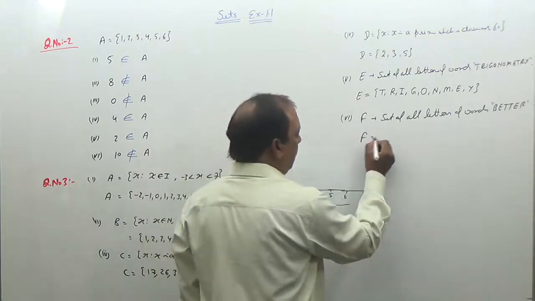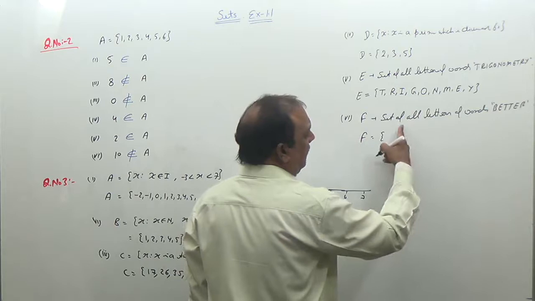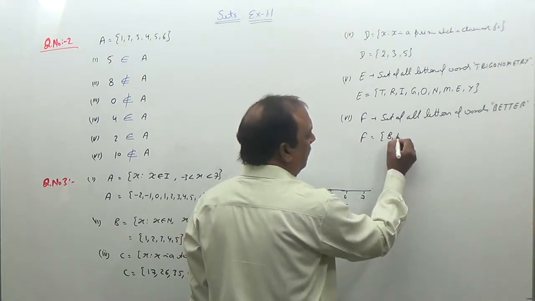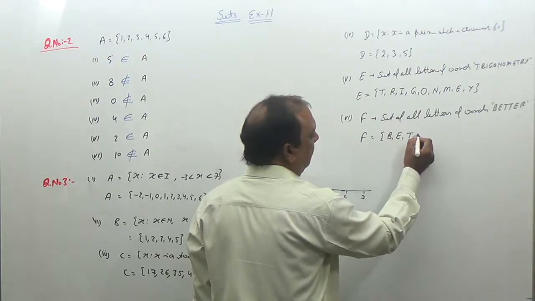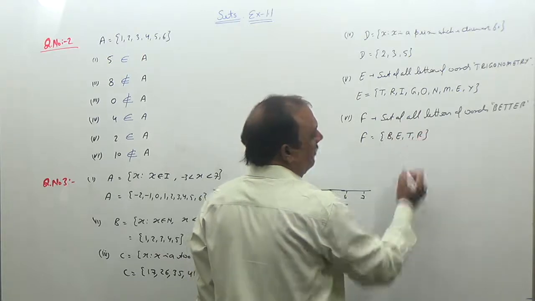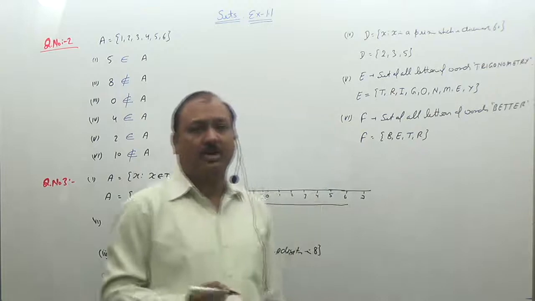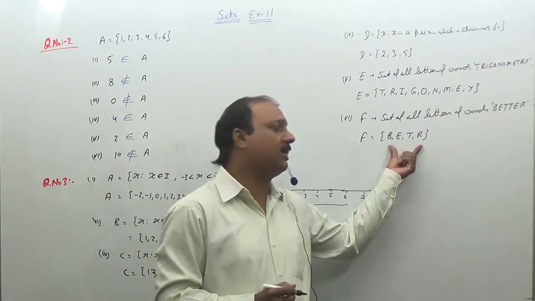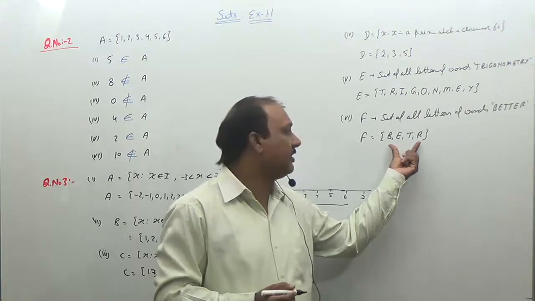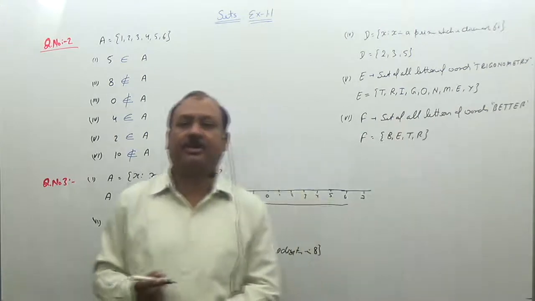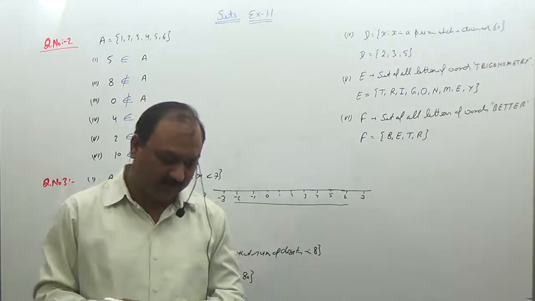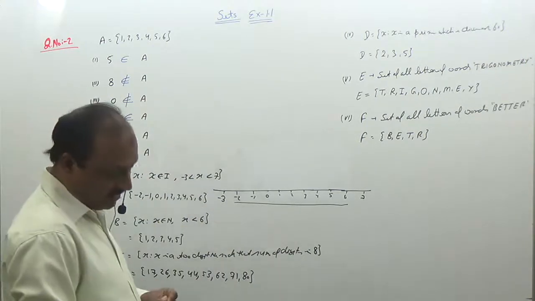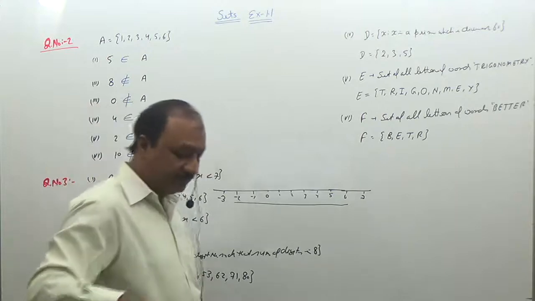So we want to write down this set in the roster form. So we take first of all B, next is E, next is T, and next is R. Repetition of the letters, repetition of the numbers, repetition of the items is not allowed in a set. So this is the roster form of this set builder form. So this is question number 3. Next is question number 4.